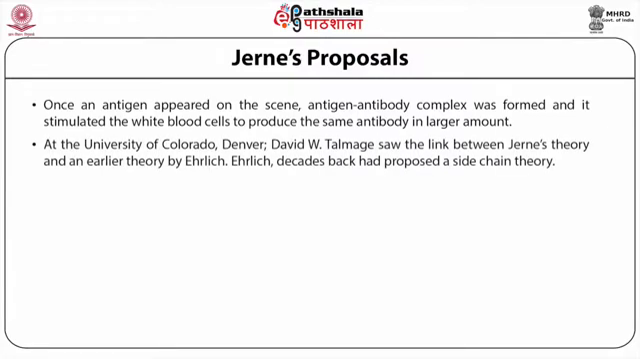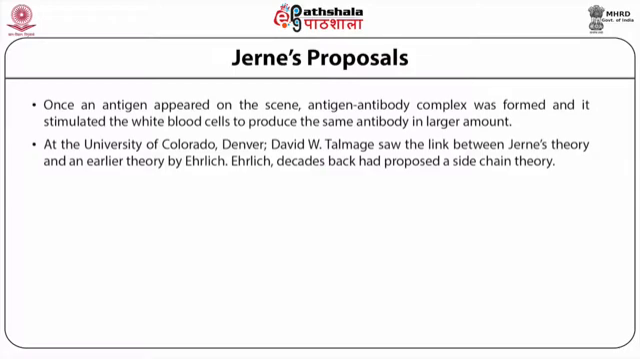At the University of Colorado, Denver, David Talmage saw the link between Jerne's theory and an earlier theory by Ehrlich. Ehrlich decades back had proposed a side chain theory. According to that, white blood cells had side chains to which foreign substances linked chemically.